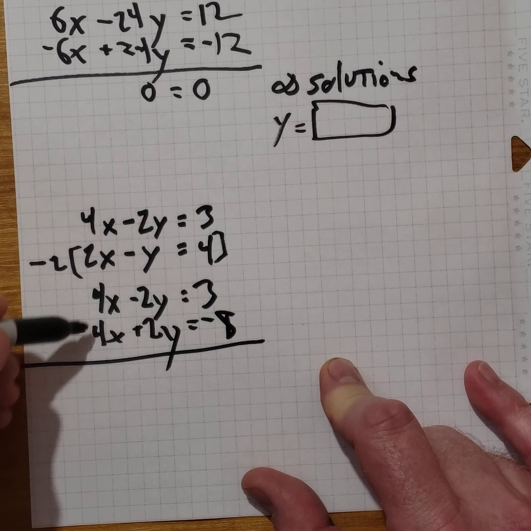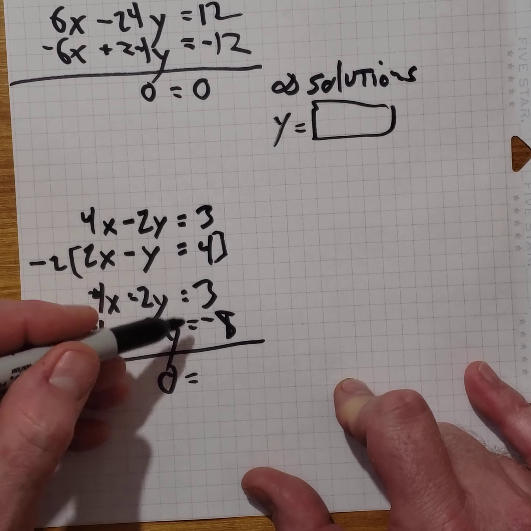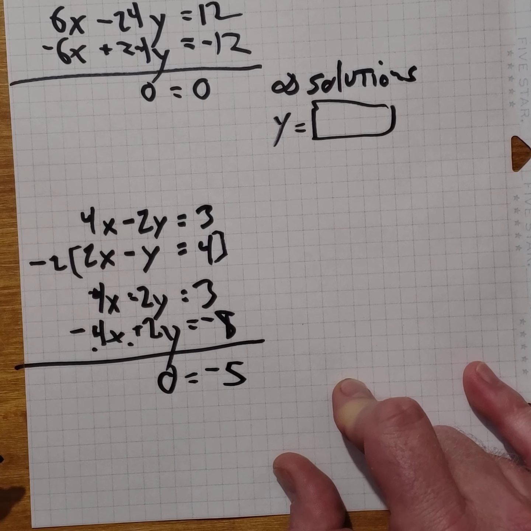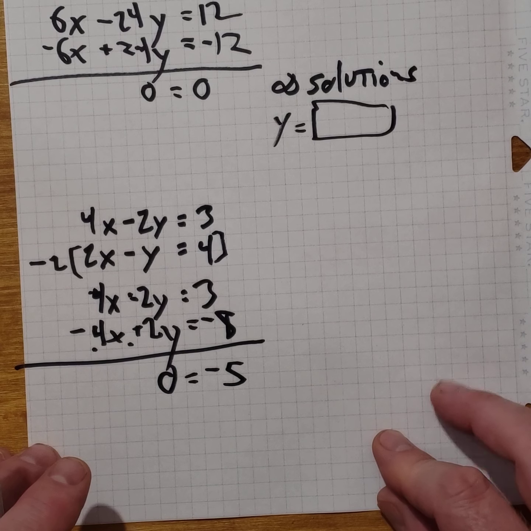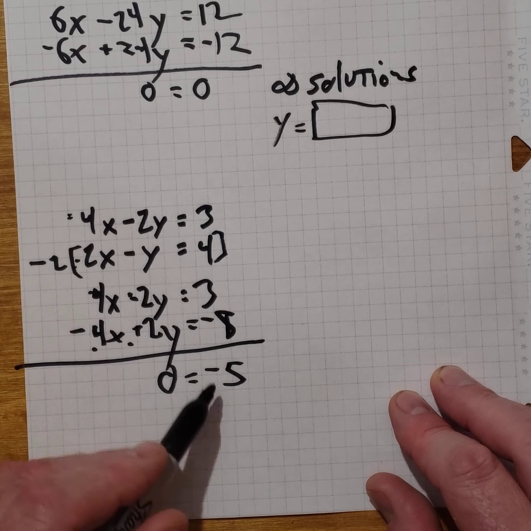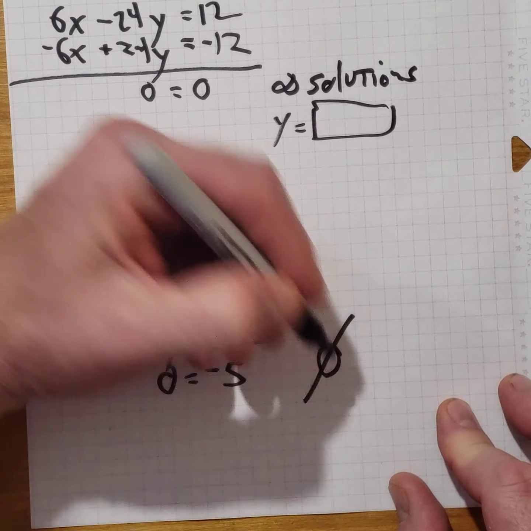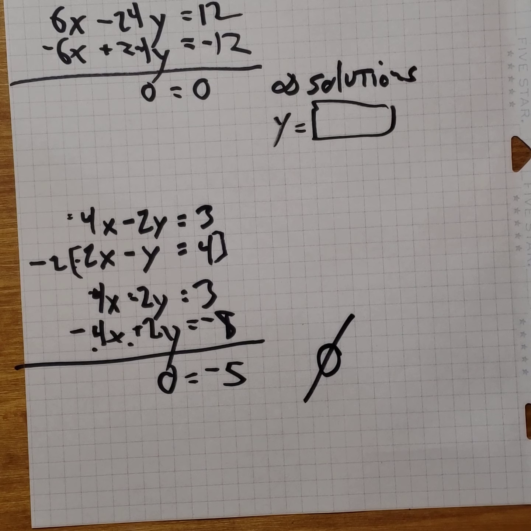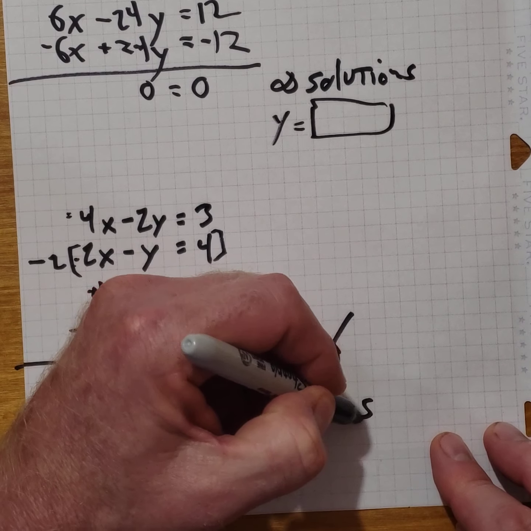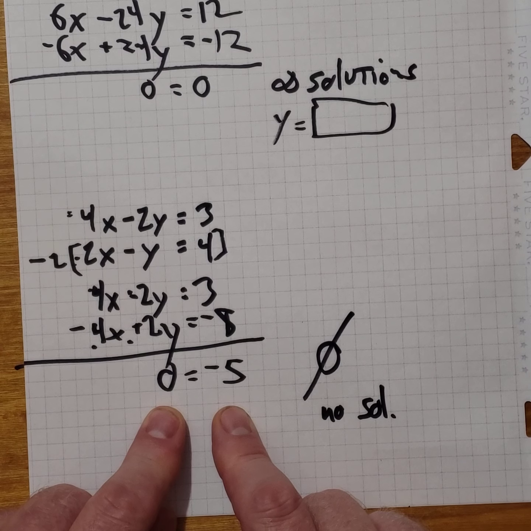When I add these together, the x's will cancel, the y's will cancel. That'll leave me with 0 on the left. Over here, 3 minus 8 gives me negative 5. So what this means is, in order for both of these equations to be happy, 0 has to be equal to negative 5. 0 is not equal to negative 5. So these two equations are never both going to be happy, and we have no solutions. No solutions. That means there's no pair of numbers that can make both of those equations true, because in order for that to happen, 0 would have to be negative 5.